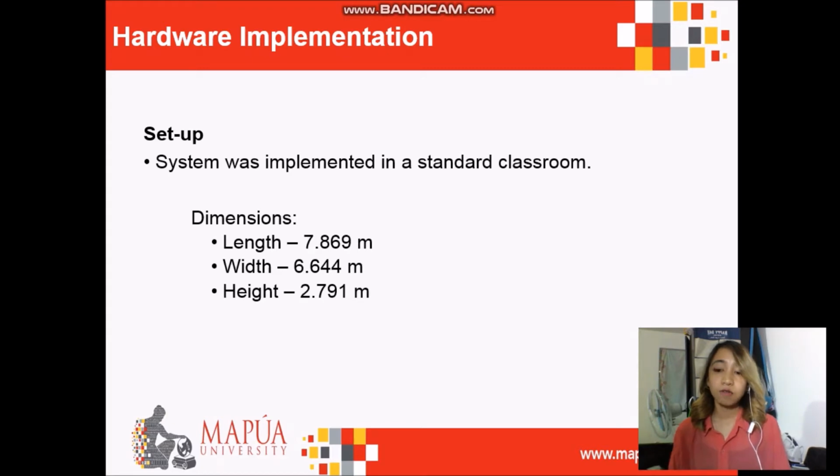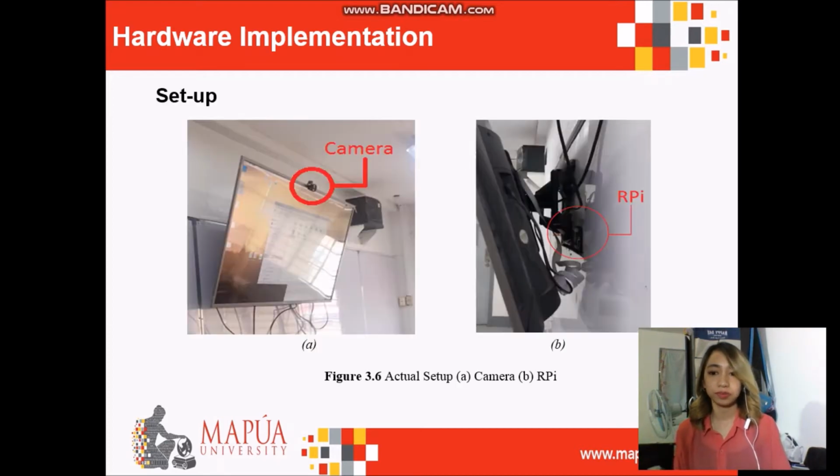The setup of our system was implemented in a standard classroom, and its dimensions are 7.869 meters, 6.644 meters, and 2.791 meters for the length, width, and height respectively. Here's the actual setup for our camera and our RPi.